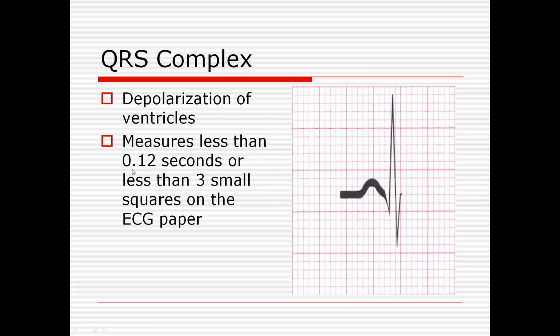It should be less than 0.12 seconds, or basically less than 3 small boxes from the beginning of that QRS right here to the end of the QRS. So here's your Q, your R, and your S right there. So that should be less than 0.12.